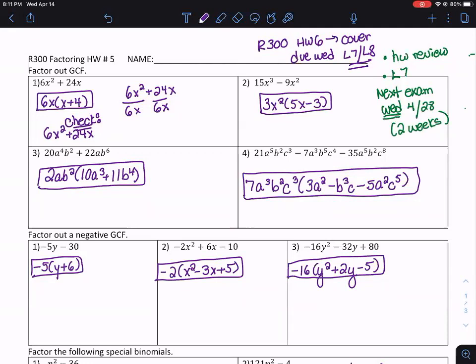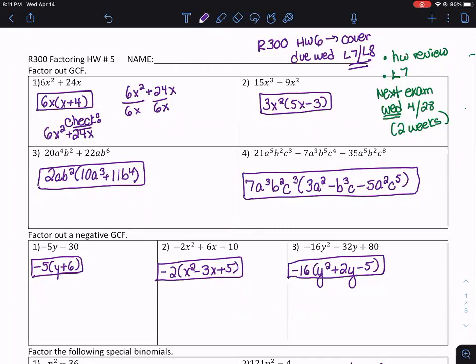A to the 4th and A, we go with A, and B to the 2nd and B to the 6th, we go with B to the 2nd. And again, when you factor this out, we're left with 10A cubed. And in the second term, we're left with 11B to the 4th power. And again, you can distribute.